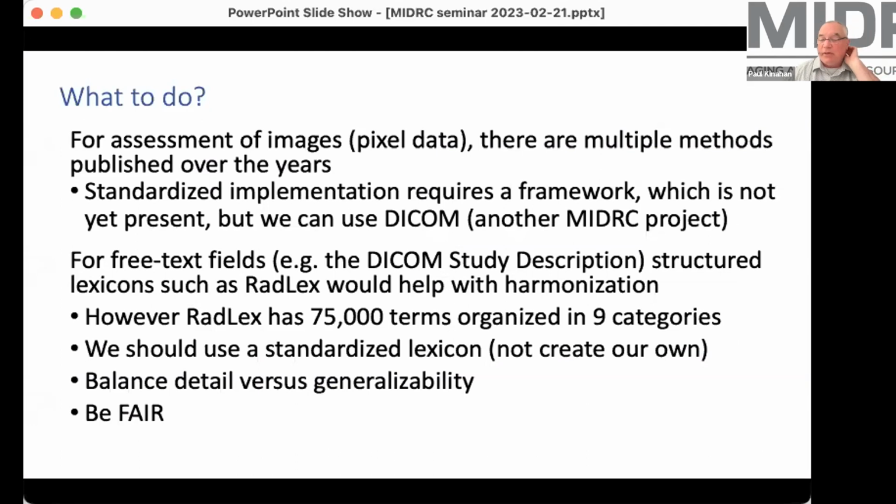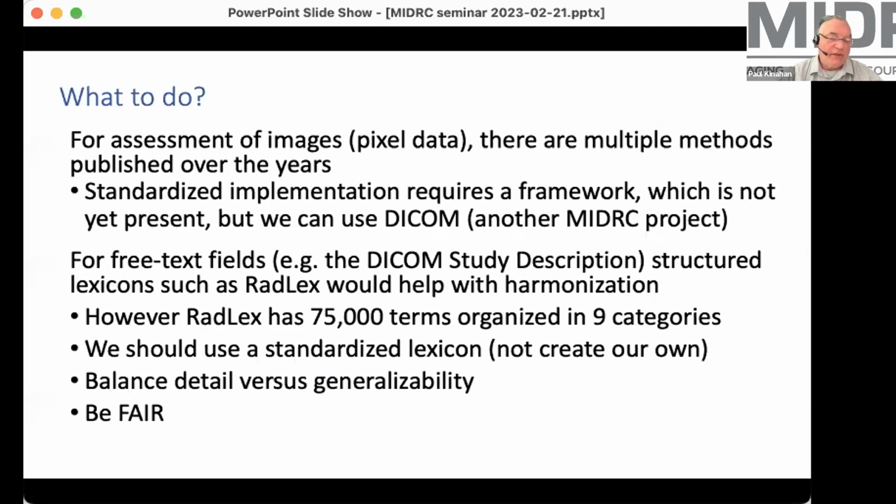So we were faced with a question like, what do we do? There were two parts to this, and I'm going to talk in more detail about the second part. But briefly, the first part is, what do we know about the images or the pixel data itself? As you may know, there have been multiple methods to try to analyze images using AI methods to say something about the quality or what body parts are in the image. And there's been some success there.